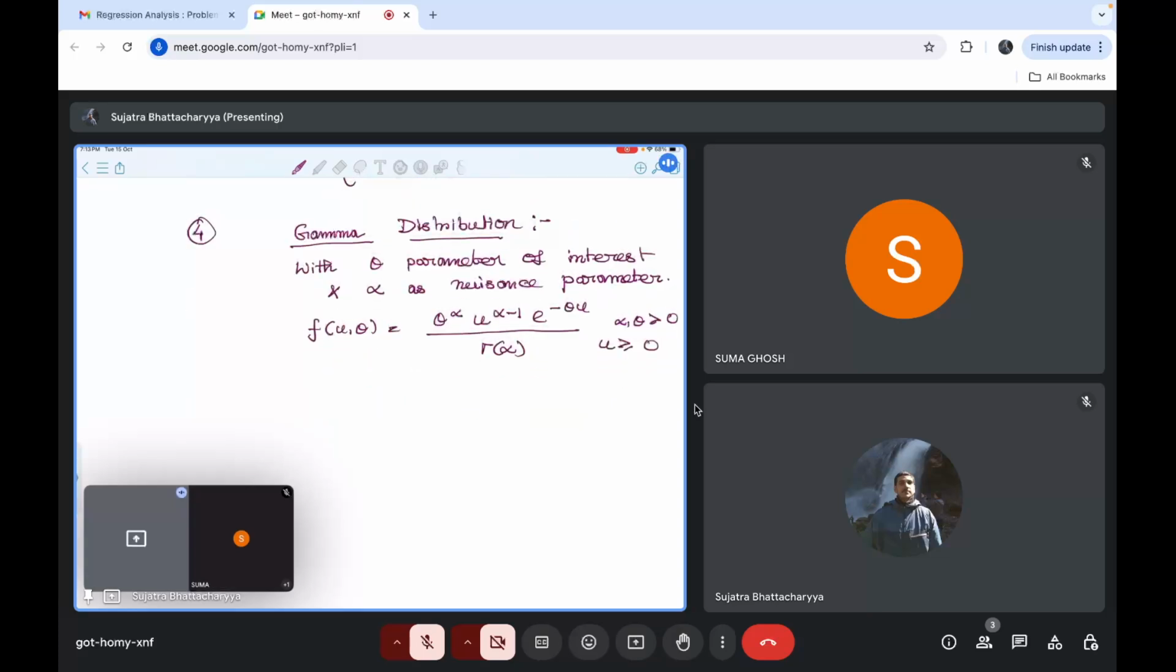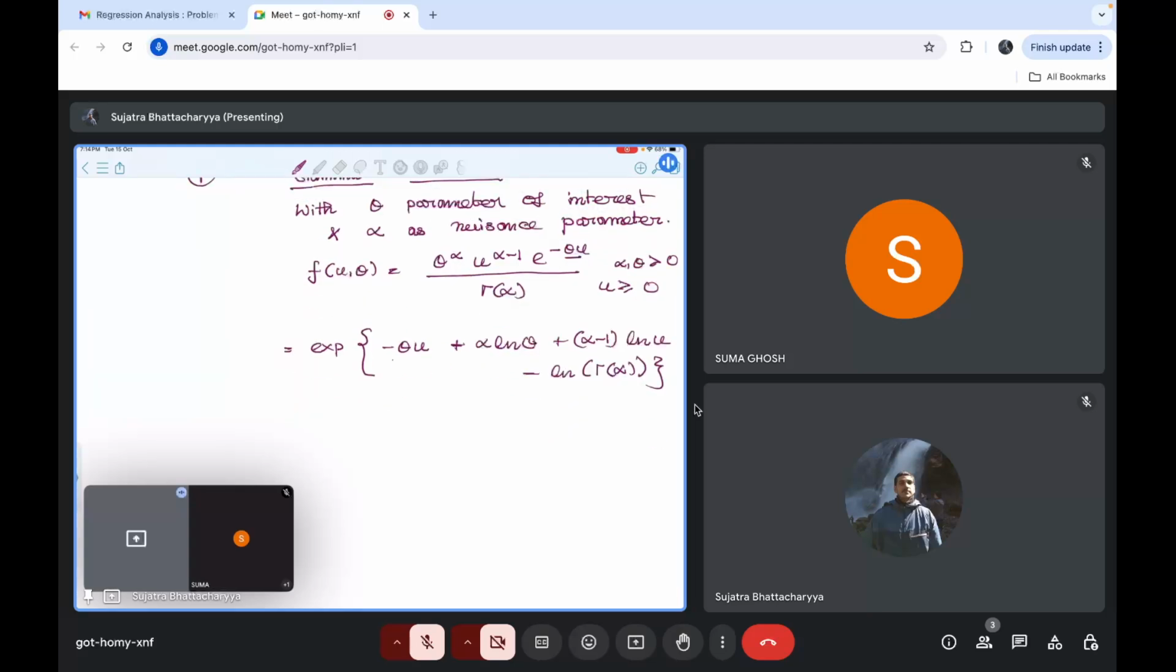Can we write this as some exponential number? Well, let's try. We will write it and see what we can write further. Already we know that e to the power minus theta u exists, so we can directly write theta u here. Then all other terms will be accordingly changed. So this will now be minus alpha log theta, not minus, it will be plus because it is the numerator, plus alpha minus 1 log of u minus log of gamma alpha.